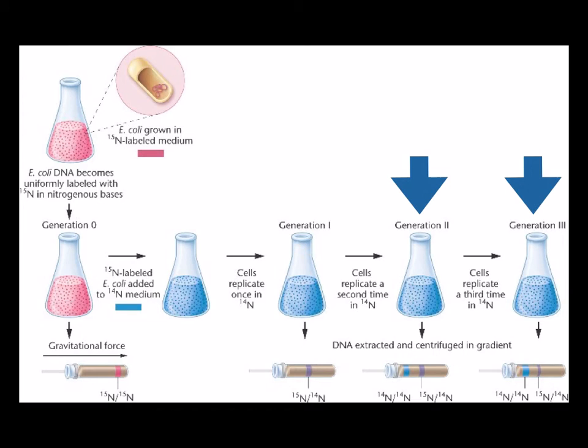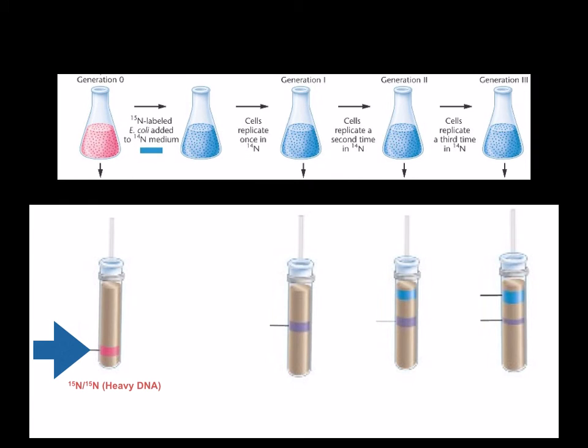So an extract of DNA was taken after 2 generations and finally 3 generations and treated in the same way. So the DNA molecules sank in the gradient. Now the DNA containing the N15 is going to be denser, so it's going to sink to the lower level in the tube compared to N14.